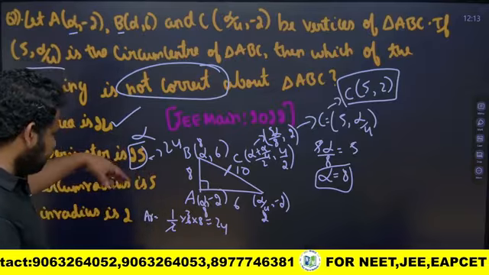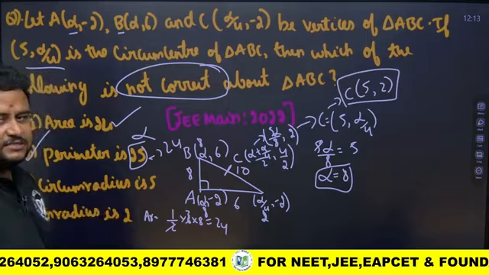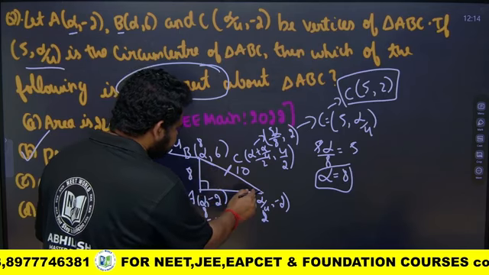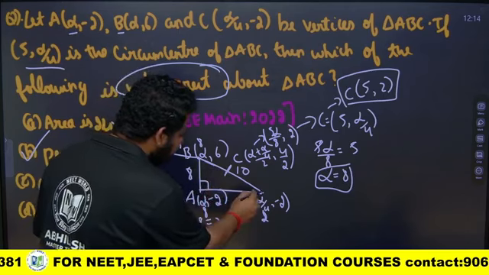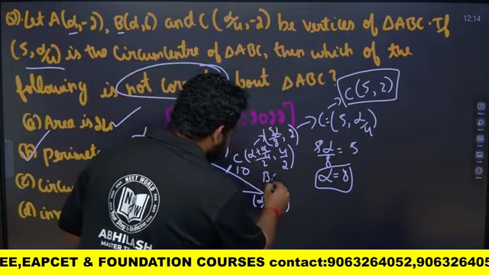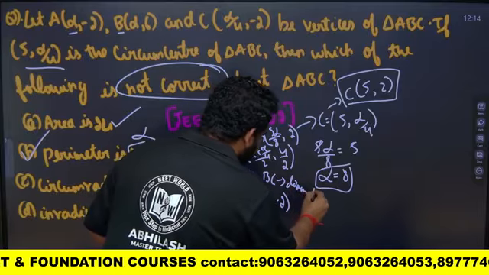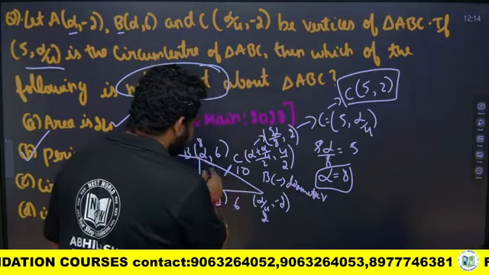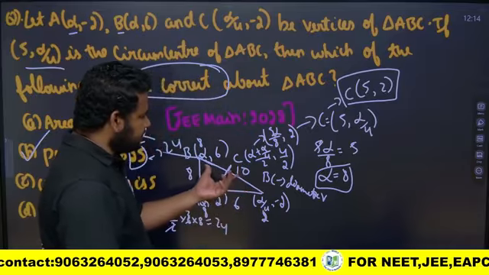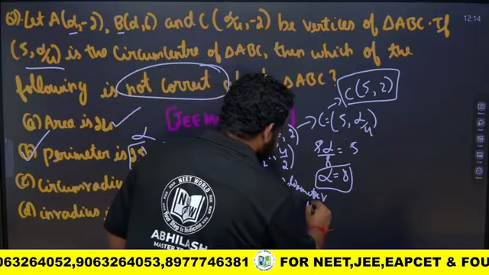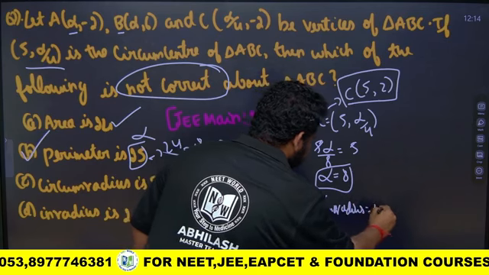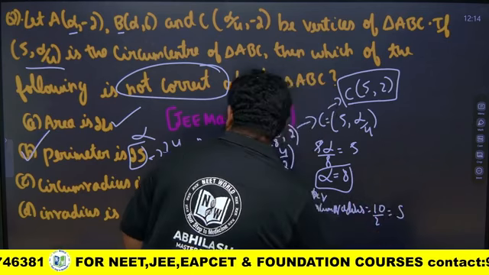But let us see, we have already got the answer. What about the circumradius? The circumcenter is here, which means this entire side BC will act as the diameter. Not the circumcenter, I mean this B and this C. This BC will act as the diameter. The circumradius will be BC by 2, that is 10 by 2, since BC is equal to 10, which is 5. So the circumradius is correct.